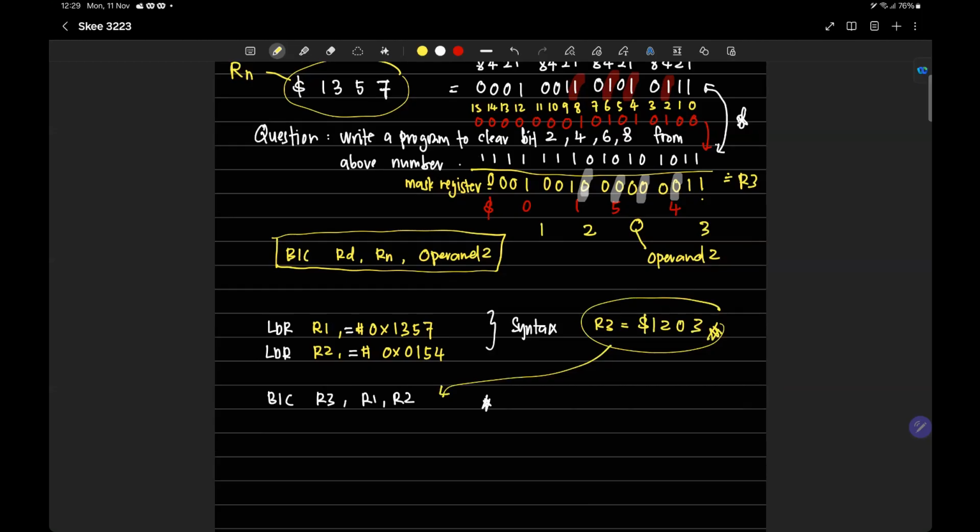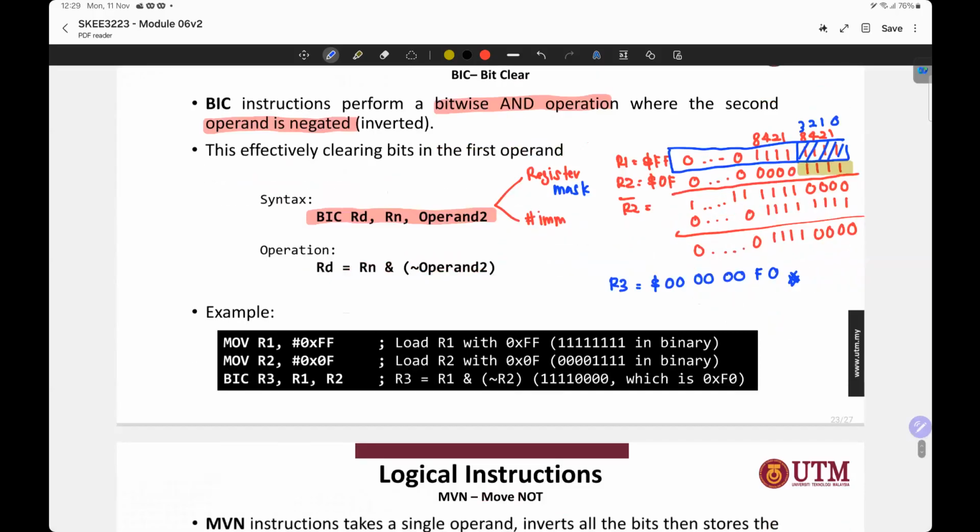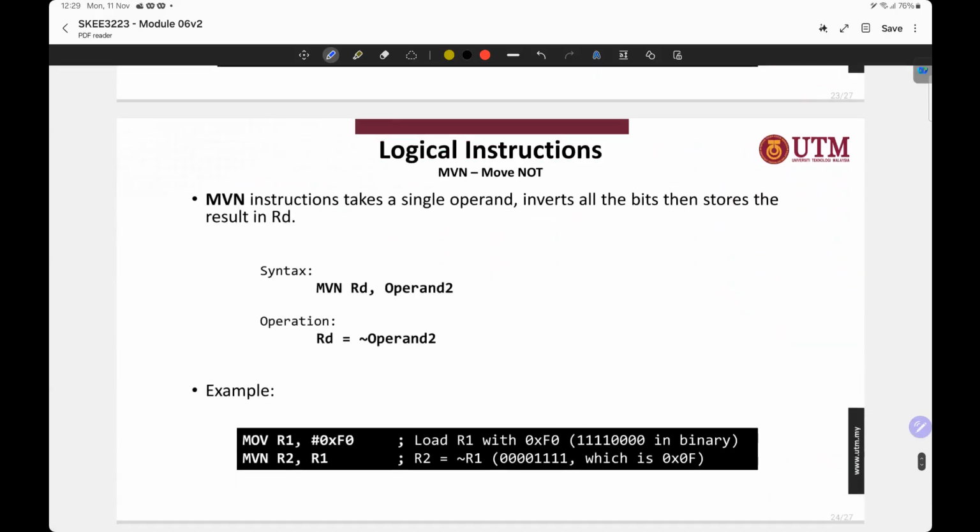Okay, any questions up until here, guys? If no questions, then we move on to the next instruction. The next instruction is MVN.